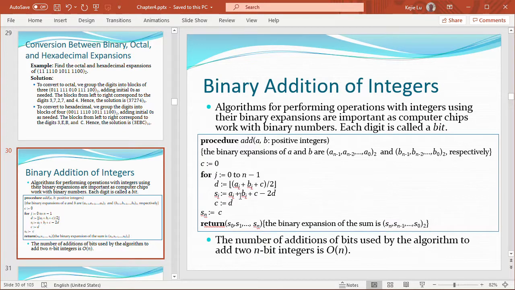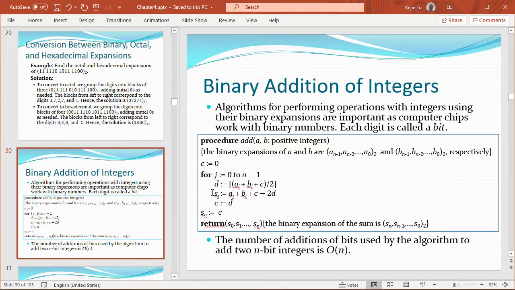Right? A0 by B0. So what happened is that A0 plus B0 plus C, apparently the first time we execute this line, so C is 0. Right? And then we try to divide that by 2. Actually, you can think about this as integer division. So we are going to get, let's say this D divided by 2, this is the new carry actually, right?